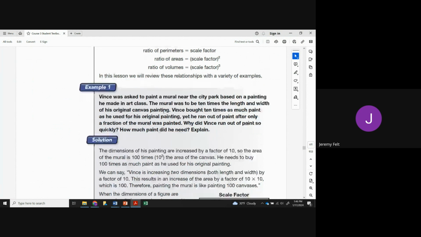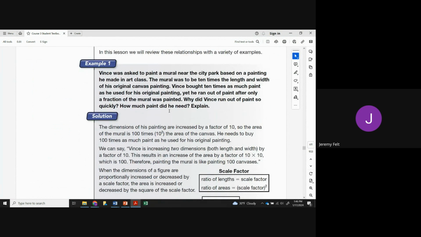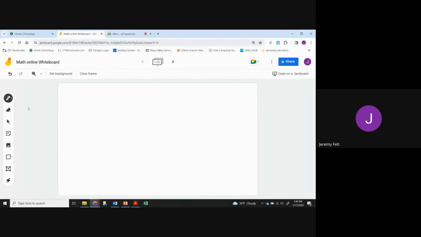So we can look through this mural. He had an original canvas painting. He wanted to do a wall that was a scale factor of 10. So he bought 10 times as much paint, when really he needed 100 times as much paint and supplies, because the area of the wall was 100 times that of the canvas painting, because the scale factor was 10. But we'll look at a more simplified version.